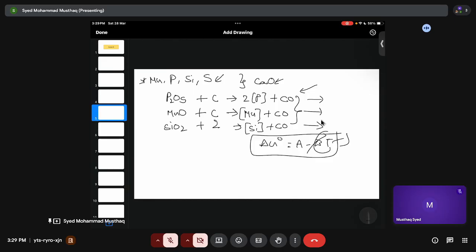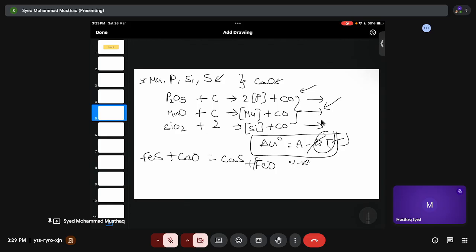And again the basicity. See, when you find iron sulfide, right? And when you add calcium oxide, this calcium will take out the sulfur as calcium sulfide, and you will end up with FeO. And this FeO will again react with your carbon to give iron, right? So this is one thing.